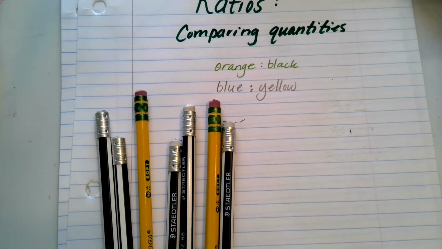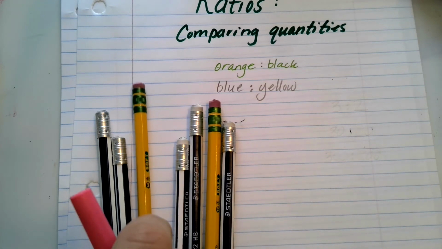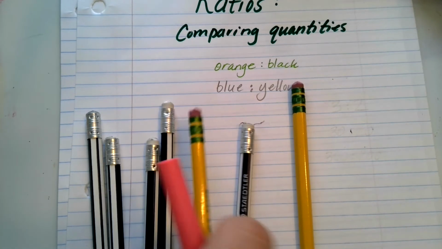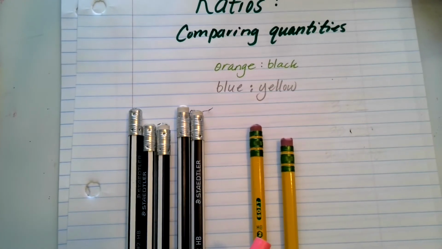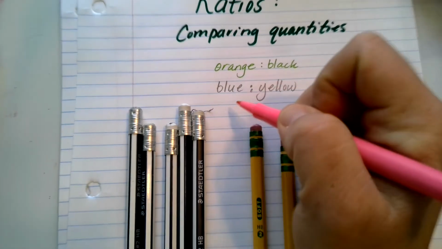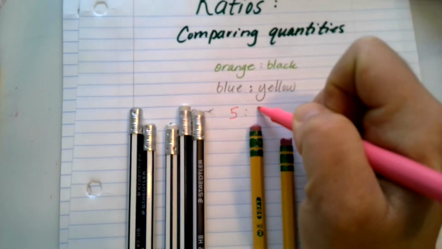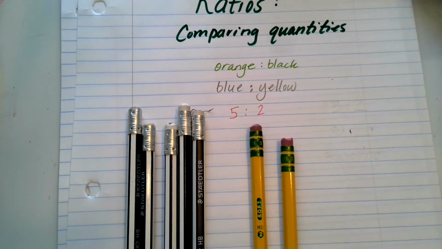Now we're going to take a look at these pencils and write a ratio for how many blue pencils to yellow pencils we have. The really important thing you need to remember is that you need to keep track of which item goes first, okay? So we would have to make sure that we put the blue first. So we have 5 blue pencils for every 2 yellow pencils. Do you see how that works?